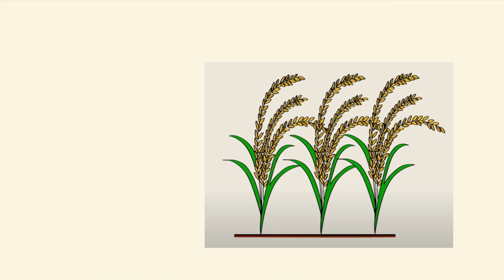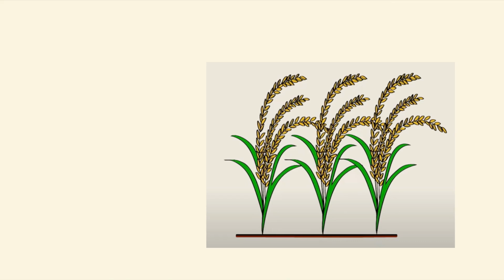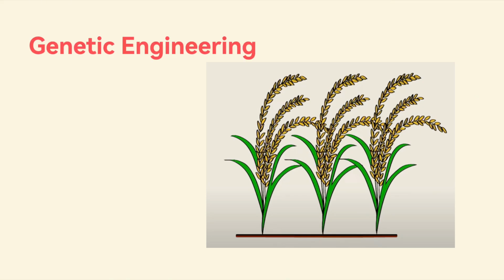Learn how we produce crops that grow faster, resist diseases, and yield more. One great example is hybrid rice, a breakthrough in agriculture that has helped feed millions. Hybrid rice is developed through genetic engineering, a process where scientists modify an organism's DNA to enhance desired traits.